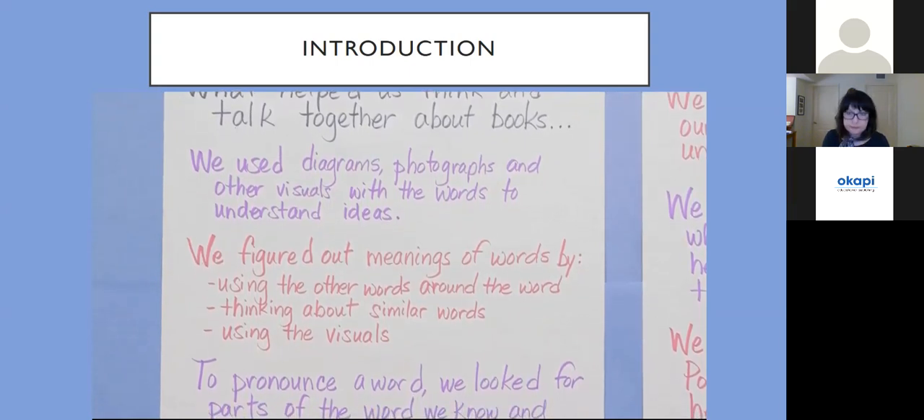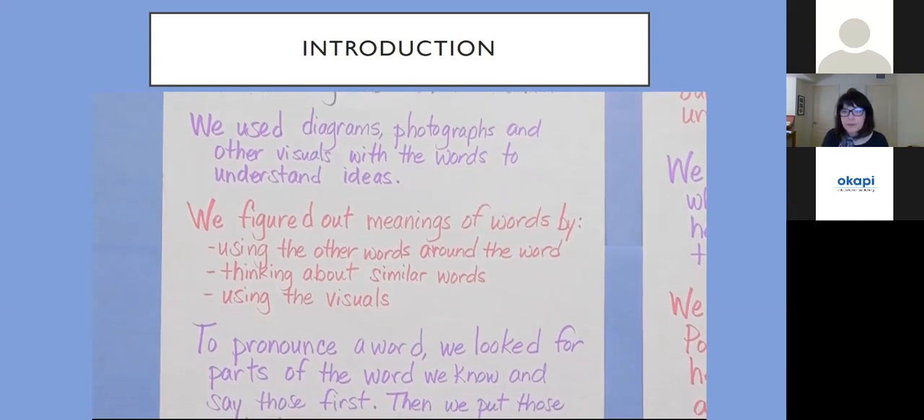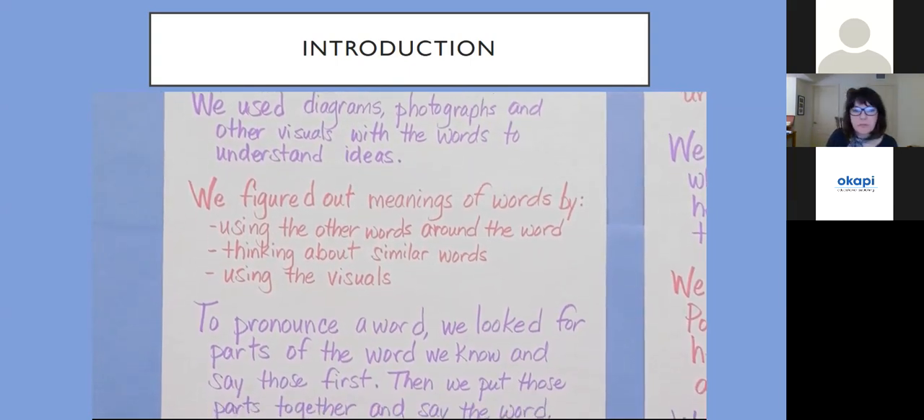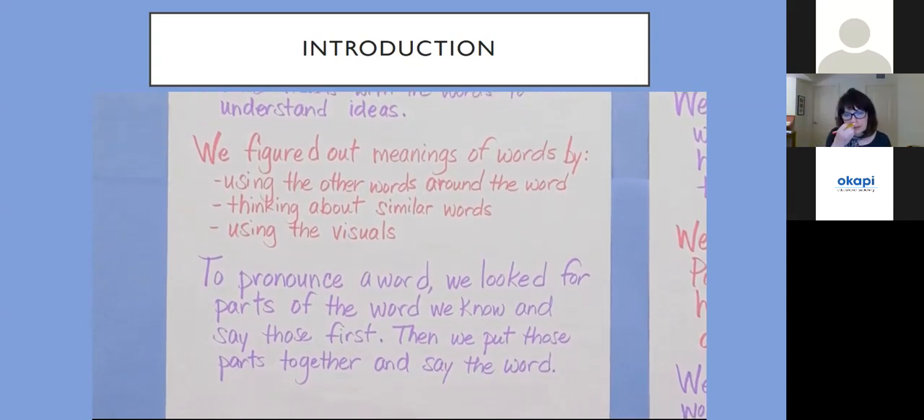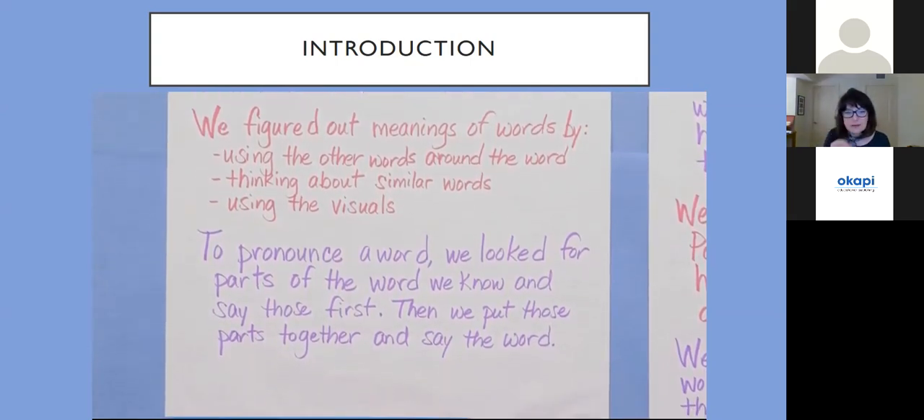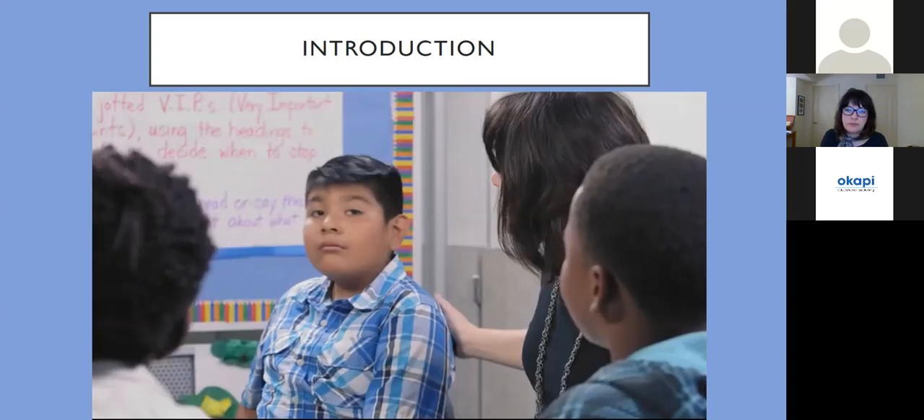You guys had ways of figuring out the words by using other words and thinking about similar words and the visuals. And Maddie, there was the one that you shared with us about when you're trying to pronounce a word, looking for parts of the word that you know first, and then putting those parts together to say the word. And then this was something that, David, that you helped us with.